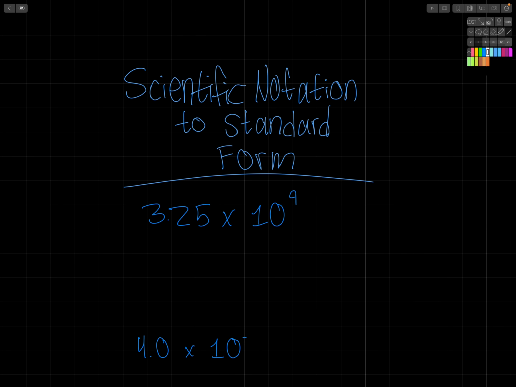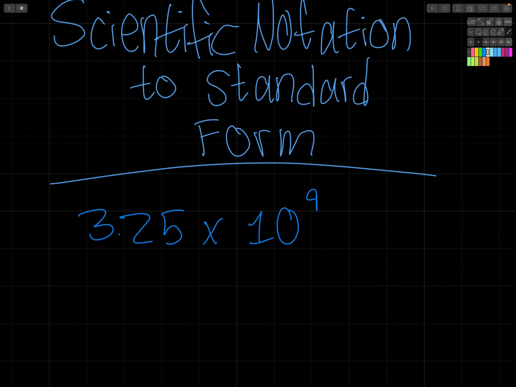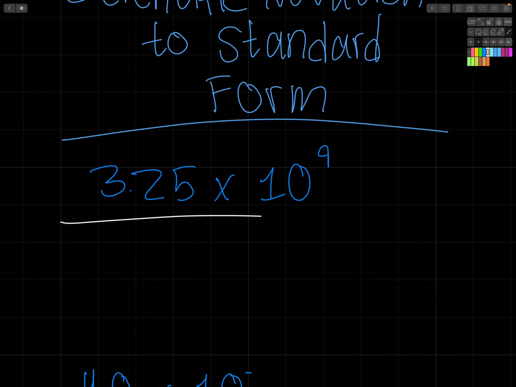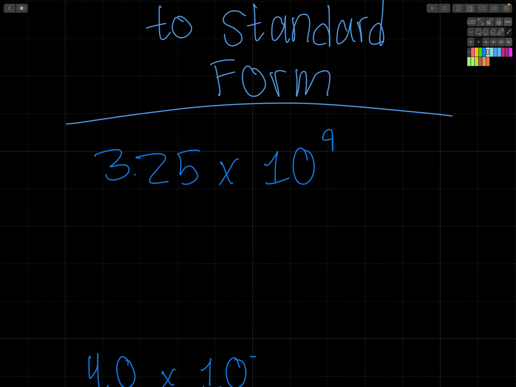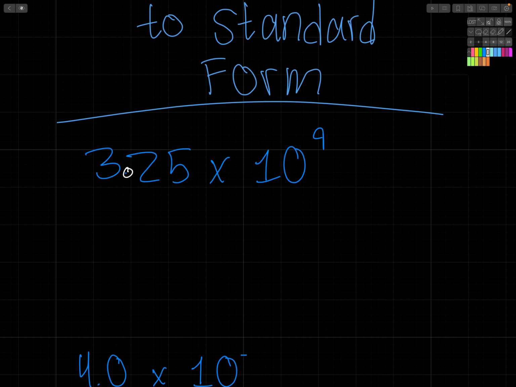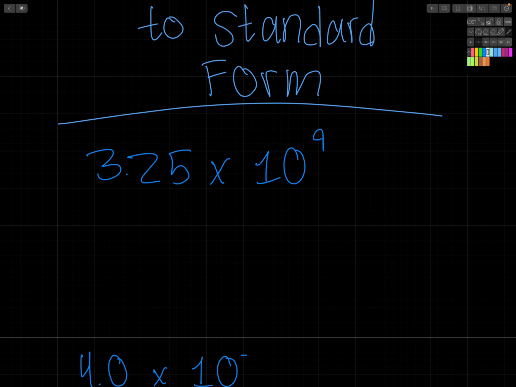Now, let's do scientific notation to standard form. So we have 3.25 times 10 to the exponent 9. What we do first is look at this number and where the decimal place is. Oh, the decimal place is right over here. We see that it's a positive exponent, so that means we have to move this 9 places to the right, because positive means making the number bigger. And when you're moving the decimal place here, you're making the number bigger.